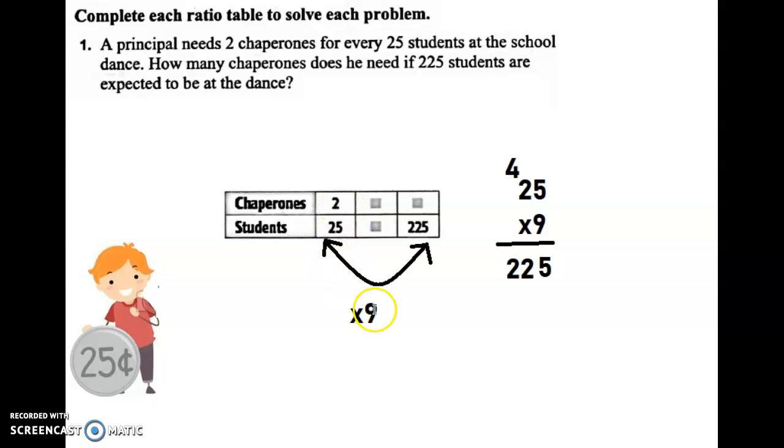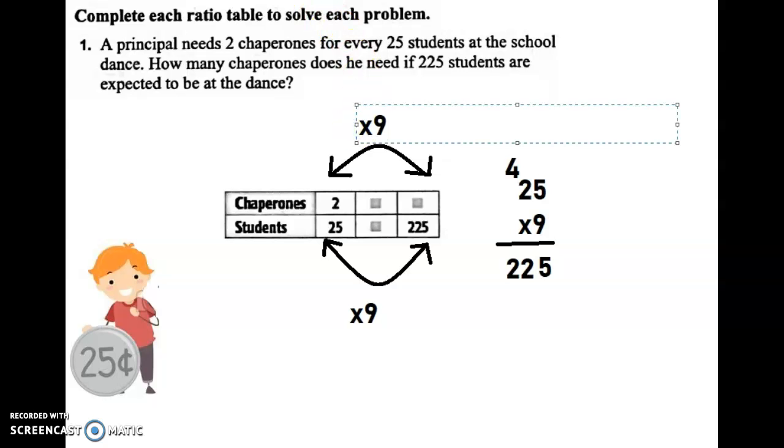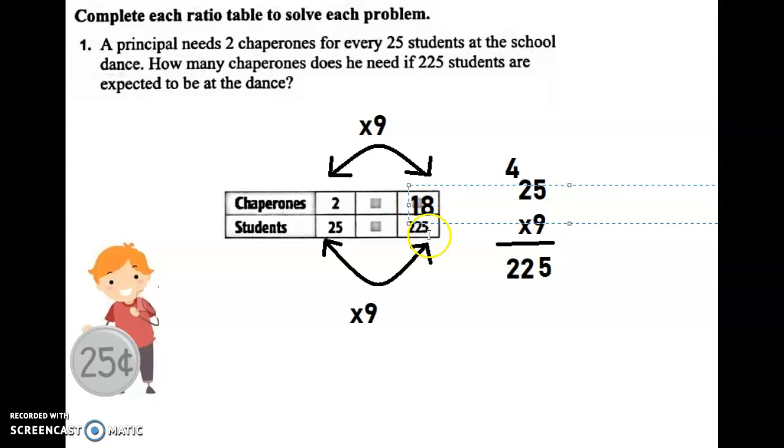So if I multiply the bottom by 9, guess what I'm going to have to do to the top? I'm also going to have to multiply by 9, right? Sorry, the little arrow, they can't really draw nice arrows on here, but that's what we're doing. So if I multiply the bottom by 9, I'm going to multiply this number right here by 9, which is 2. So 2 times 9, that's easier to figure out, right? That's going to be 18.